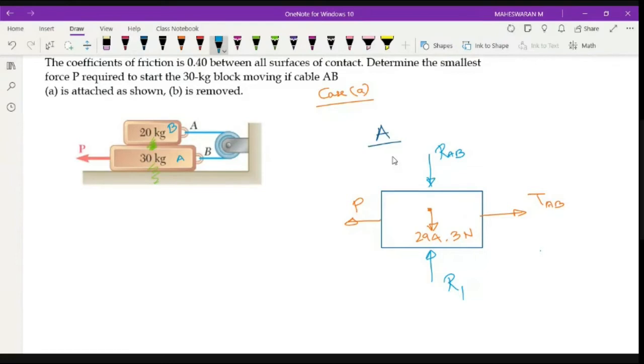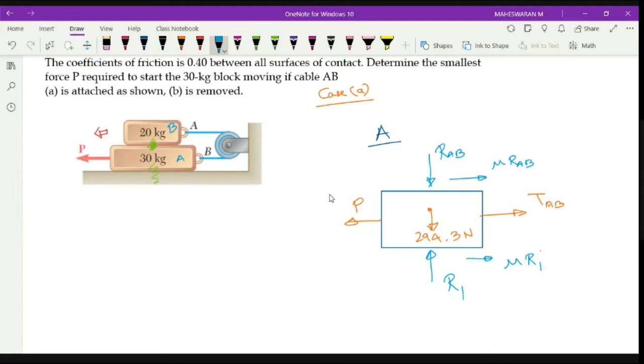Now we have to identify how the object will be moving. When you look here, block A will move along this direction because you are applying a force here. Since it is moving along this direction, the friction will be in the opposite direction. So my friction force will be in this direction, which is mu into RAB. I am directly writing F equal to mu into RAB. Similarly here, we have mu into R1.